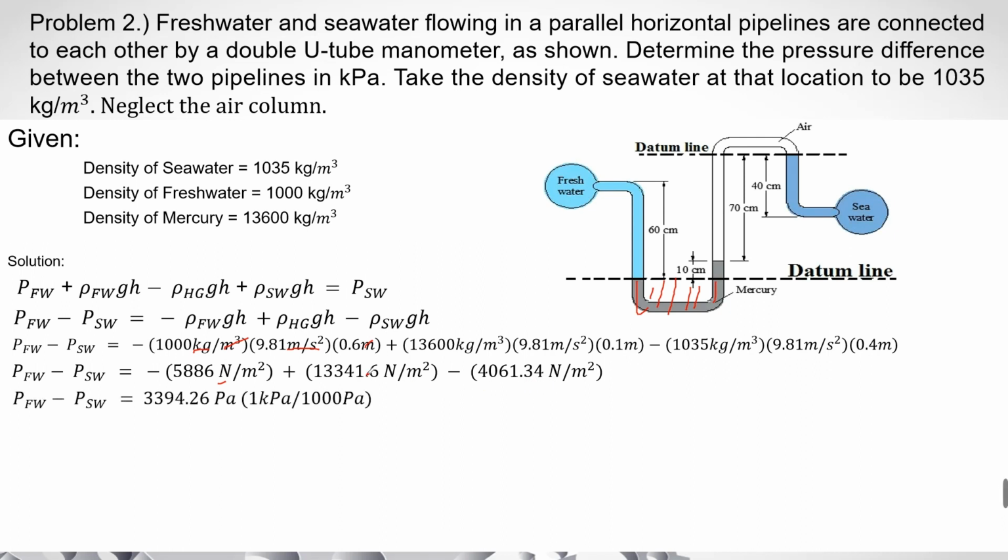So calculating, pressure of fresh water minus pressure of seawater is equal to 3,394.26 Pascal. So it becomes Pascal since 1 Newton per square meter is also equal to 1 Pascal. So now let's convert it into kilopascal. We just need to divide it by 1000 in order for us to cancel the unit Pascal. So the final answer is that the pressure difference between the two pipes is 3.39 kilopascal.